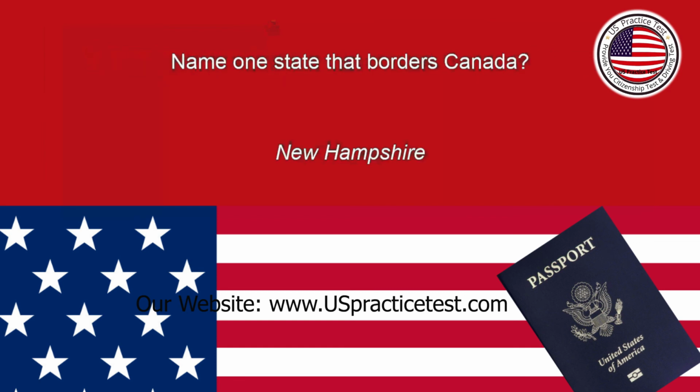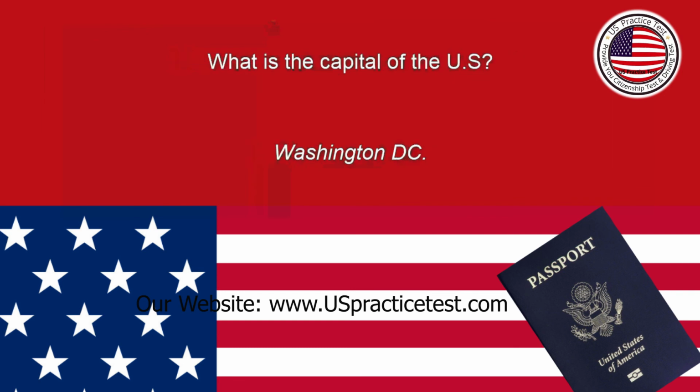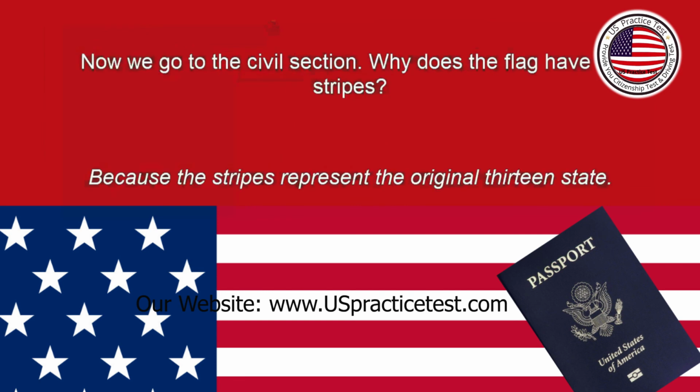Hawaii. Name one state that borders Canada. New Hampshire. Name one state that borders Mexico. California and Texas. What is the capital of the U.S.? Washington, D.C. Now we go to the symbols section. Why does the flag have 13 stripes? Because the stripes represent the original 13 states.